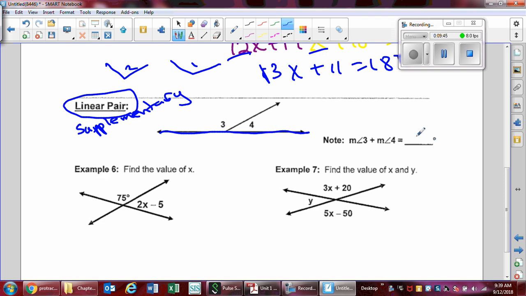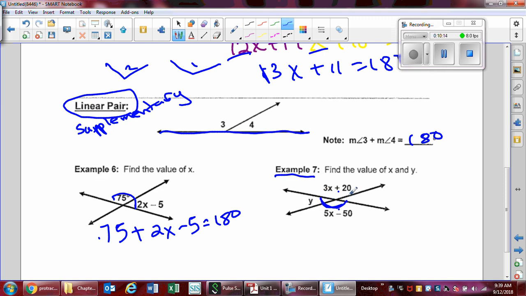So note that angle 3 plus angle 4 is going to give you 180 degrees. So find the value of x. We'll do examples 6 and 7 in class. But just remember, this is 180. So to solve for x, I'll do 75 plus 2x minus 5 equals 180. And for example 7, just to give you a hint for those of you who like to do it ahead of time, do the vertical angles first, set them equal to each other, and then do the linear.